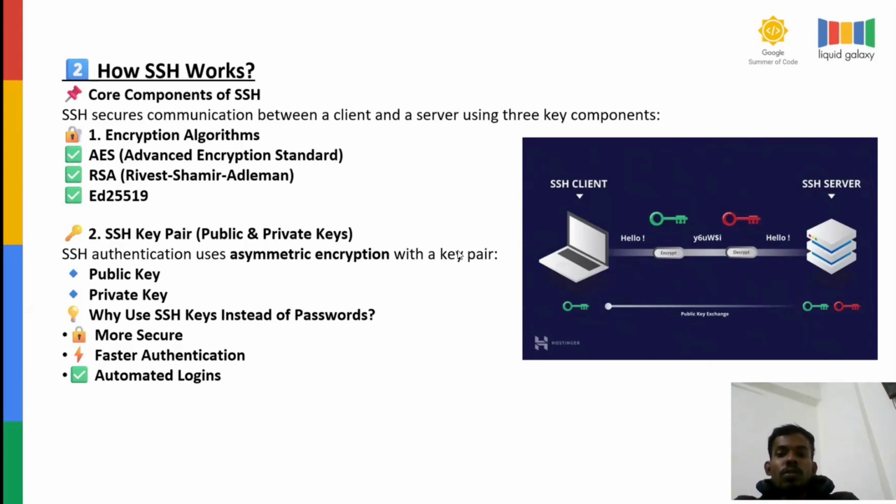SSH uses encryption algorithms and key pairs to secure communication between a client and a server. It employs asymmetric encryption like RSA, DSA, ECDSA for authentication and symmetric encryption like AES for secure data transfer. The server provides the public key, which the client uses to verify its identity and establish trust.